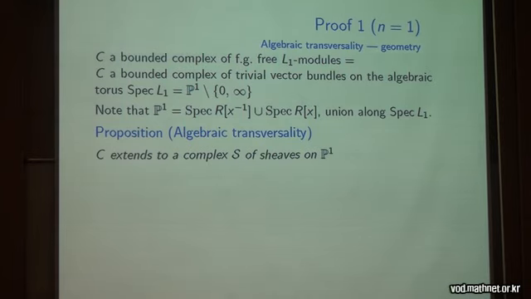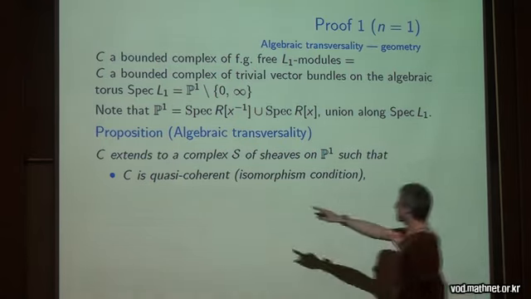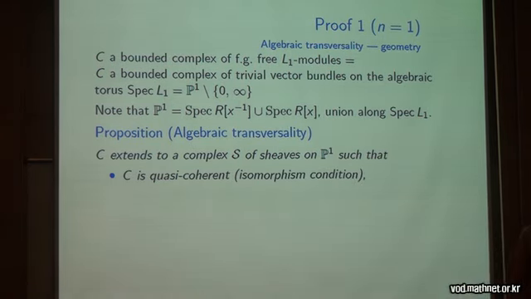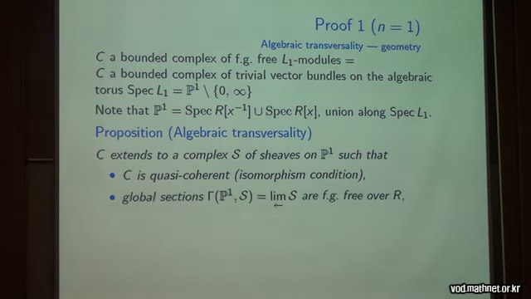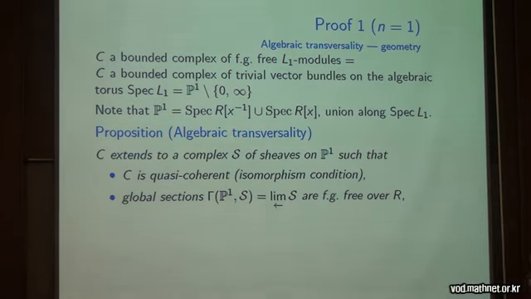And then what algebraic transversality really says is that C extends to a complex of sheaves on the projective line, such that, first of all, this new complex, it looks like a C, but it's actually an S. Right, so S is quasi-coherent. That's the first condition. That's this isomorphism condition from the previous slide. The second condition was something about the pullback, the limit. So that translates into global sections. I want those to be finitely generated free over R. And the third condition on the higher inverse limit translates into there being no higher sheaf cohomology.